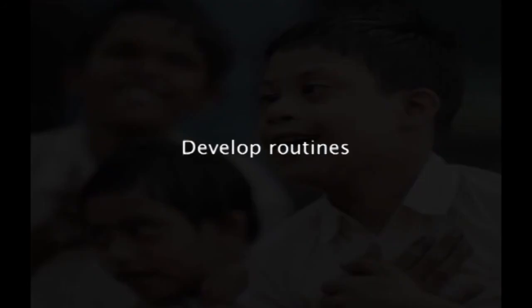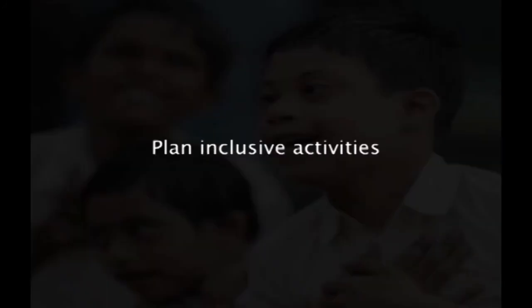Develop routines, having a fixed timetable for the day for the child. This helps the child to have more control over his life and anticipate what is going to happen next to him. Multi-sensory approach: it is best to make use of all the remaining sensory abilities of the child. Plan inclusive activities. With highly individualized activities being planned for the child, there is always a risk that either the parent or the caregiver is constantly trying to teach the child. Remember, it is important for the child to know what others are enjoying doing and for him to be a part of that activity.